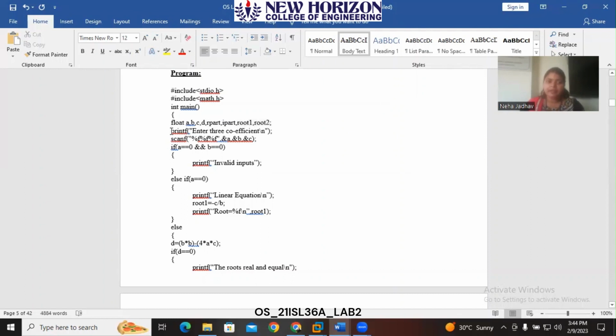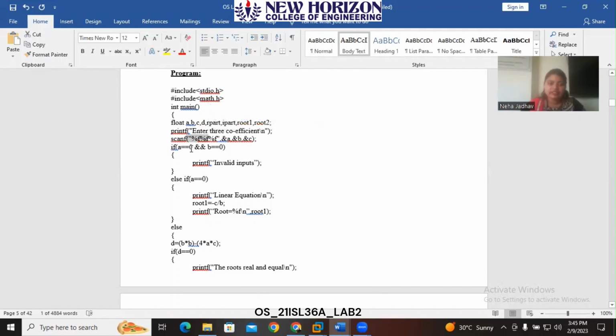After that, I'm writing a printf statement asking the user to enter three coefficient values. After that, I'm reading those three values using the scanf function. Here in the scanf function, we have written %f. Why have we written %f? Because at the start we declared the A, B, C values as a floating data type, because of which we have written %f for reading the values of A, B and C.